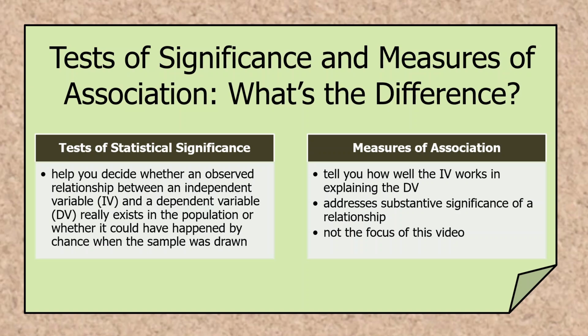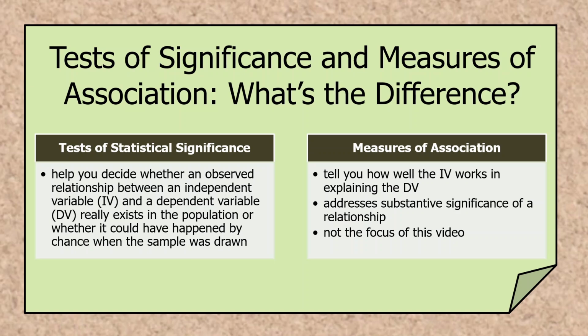Well, a test of statistical significance, which in my opinion is probably the more important of these two elements, helps you decide whether an observed relationship between an independent and dependent variable, that is the relationship you're observing in a sample, really exists in the population, or whether it could have happened by chance when the sample was drawn. So the face-off here, the tension, is between what you're observing in your sample and what is going on in the population. Could what you have in your sample reflect what's going on in the population?